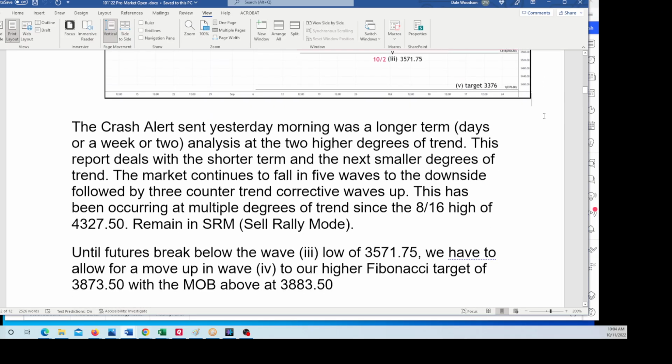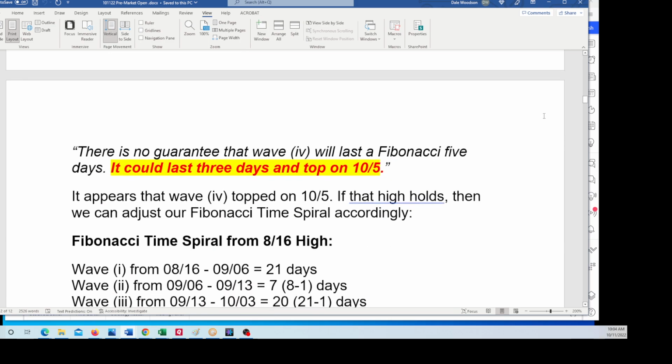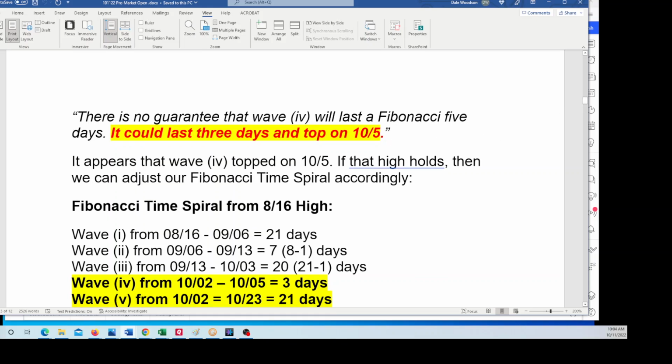I wanted to show you guys, we need that breakdown. I wanted to show you guys this Fibonacci spiral here, because we had a couple different things for 4. We put out that it could last a Fibonacci 5 days and top on, I think it was the 8th or something like that, whatever Friday was, the 7th to 8th, but it actually could go 3 Fibonacci days and top on the 5th, which so far it looks like it has done.